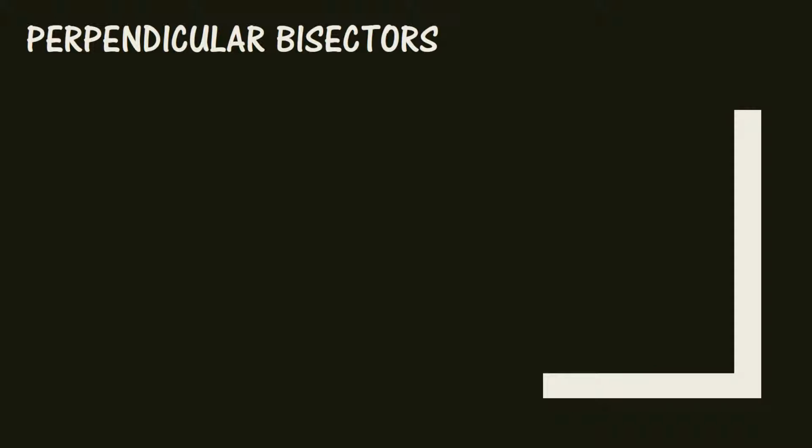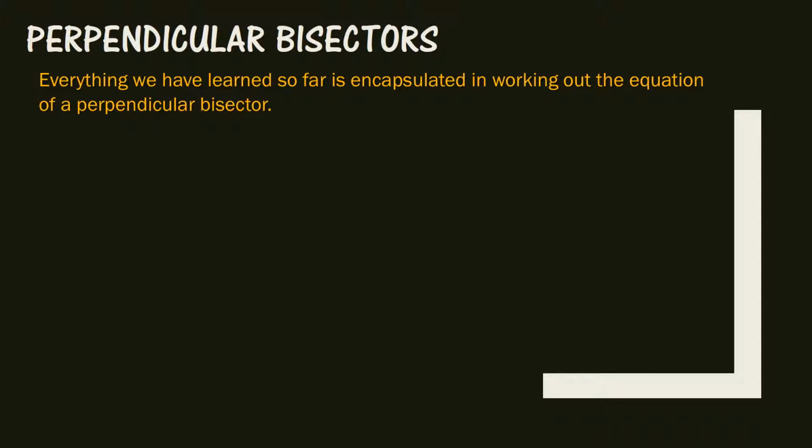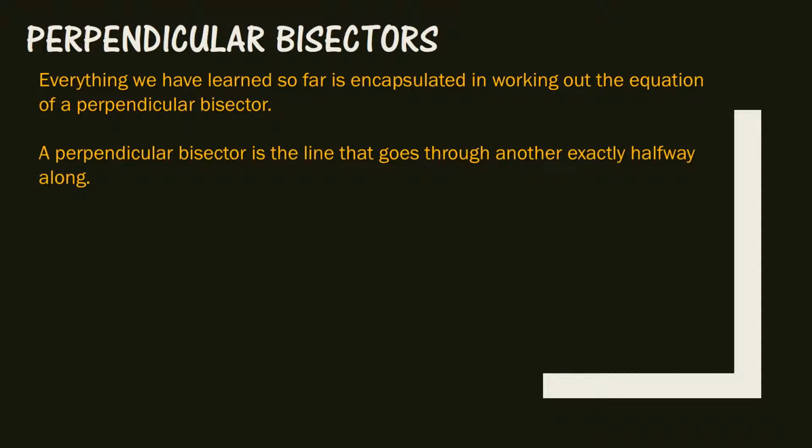Okay, so we're going to look now at perpendicular bisectors. Everything we've learned so far is encapsulated in this one thing where we ask you to work out the equation of a perpendicular bisector. It's the longest version of the type of question, but it's also one which has got elements which you have done all before. A perpendicular bisector is a line that goes through another exactly halfway along, cutting it at right angles, like the red one is doing there.